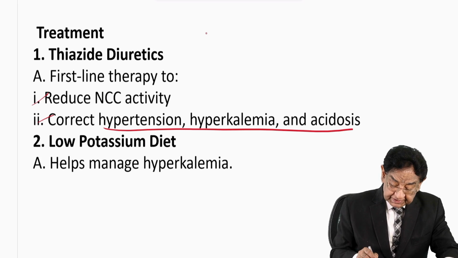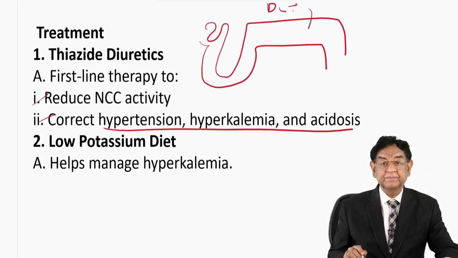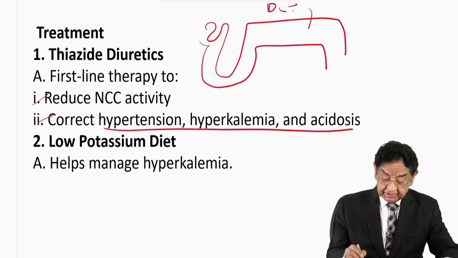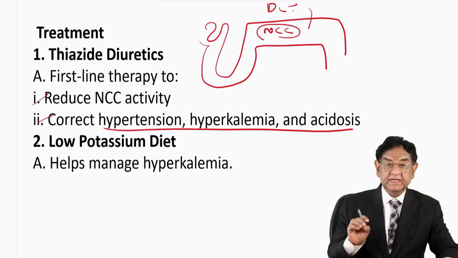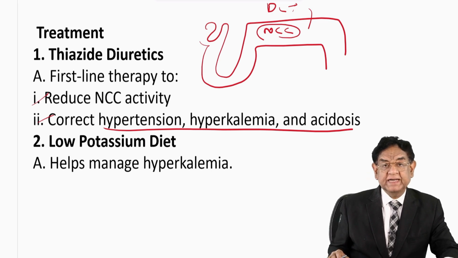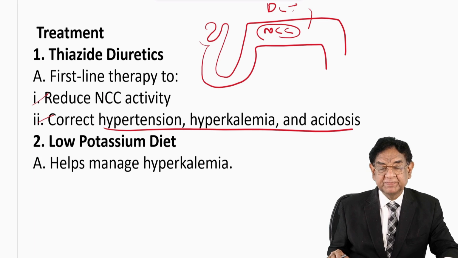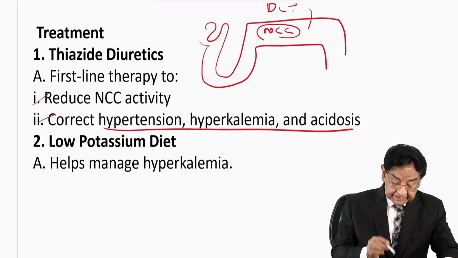Well, the answer is what I told you. This is the early part of DCT, where the main problem was happening. In fact, this part has the channels NCC. These NCC channels are sensitive to thiazide only. They are also known as thiazide-sensitive NCC. That's why thiazide is the drug of choice in this. Okay. So now you understood why thiazide.